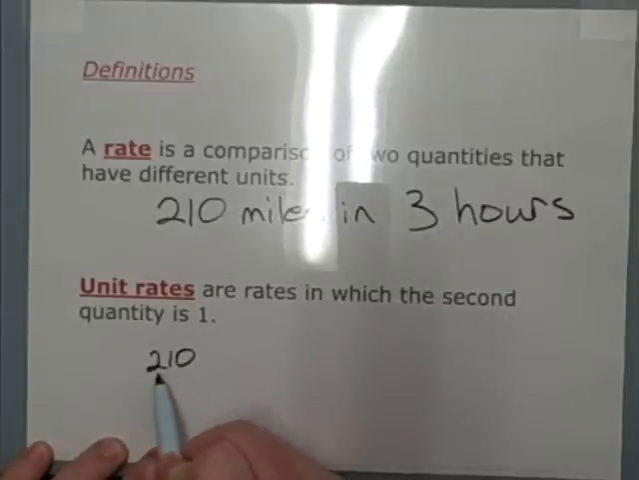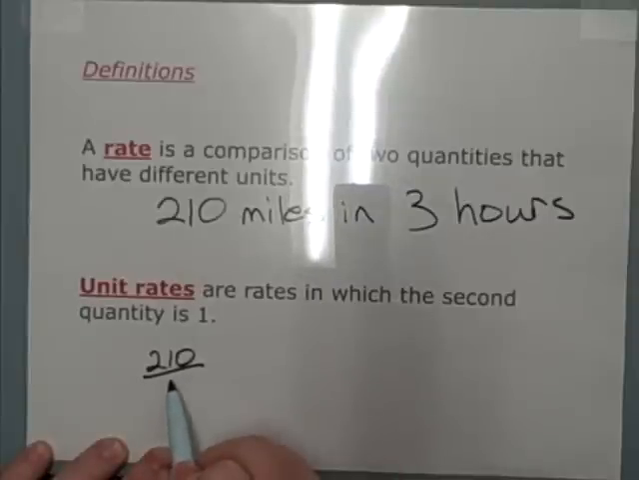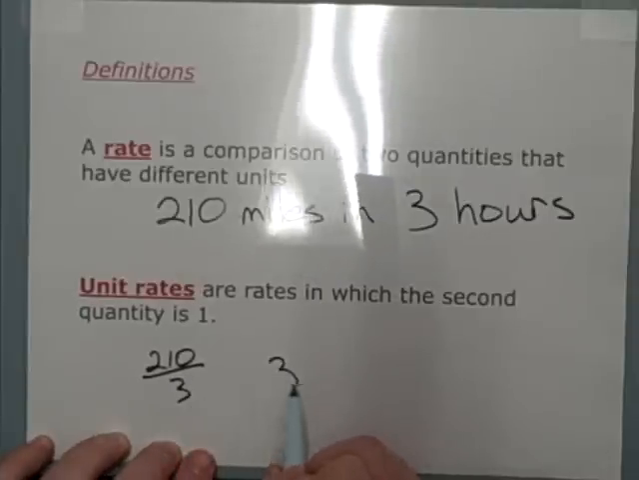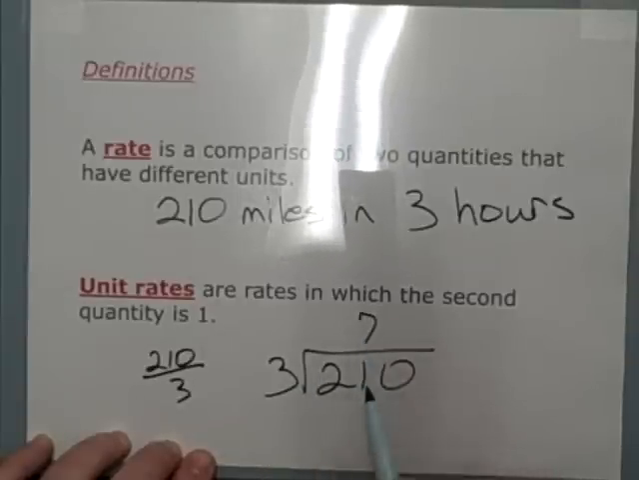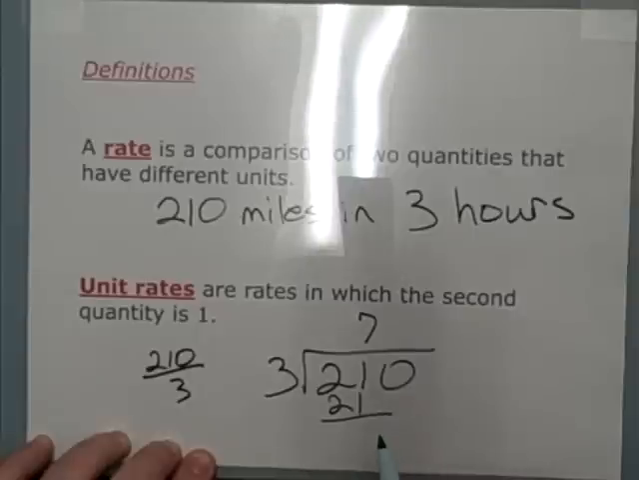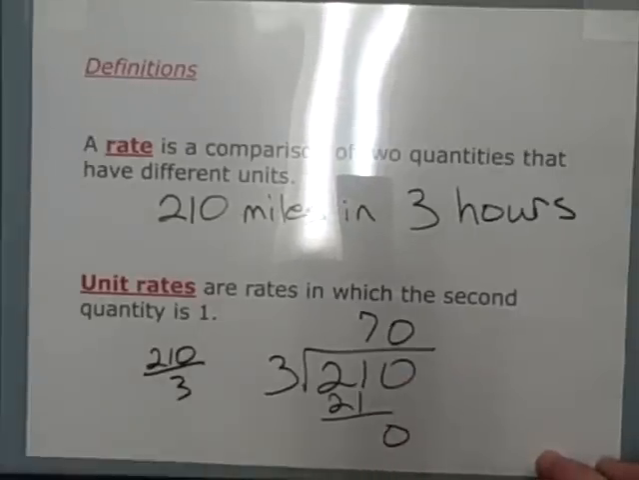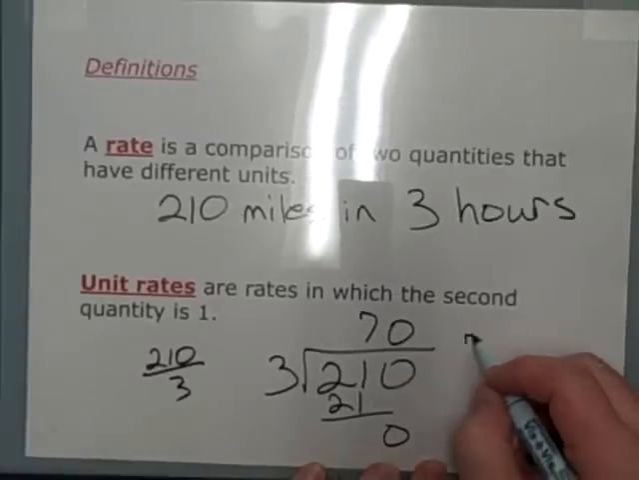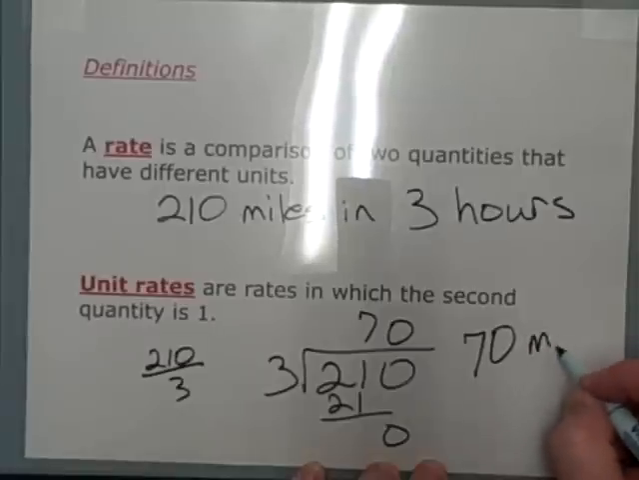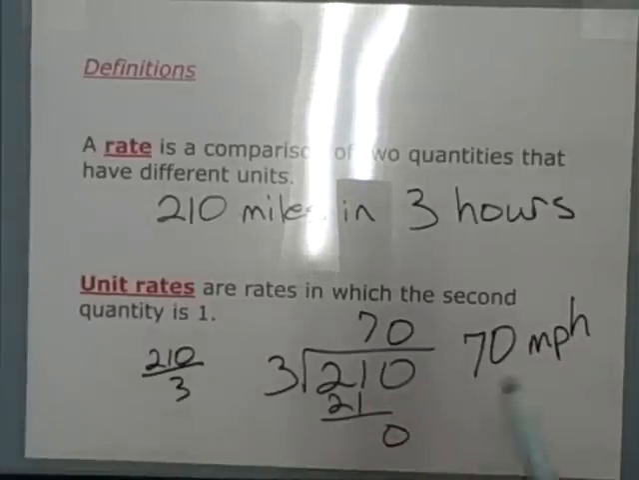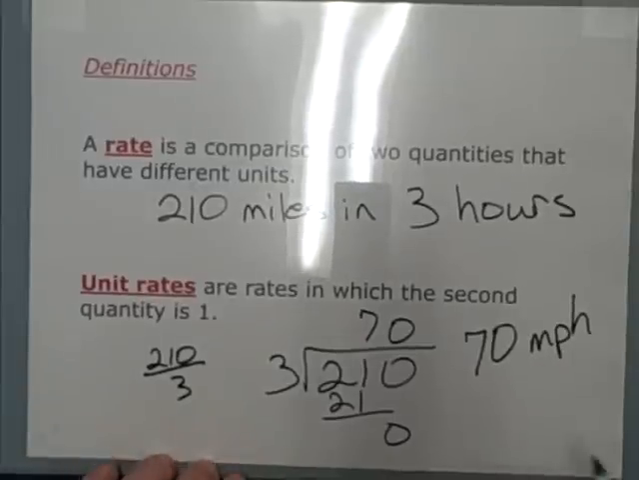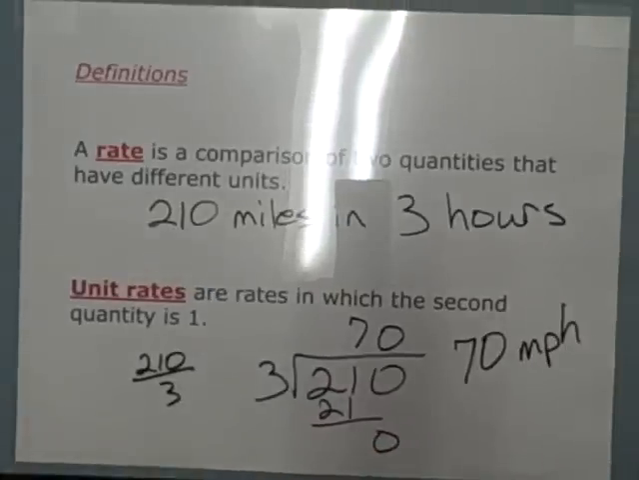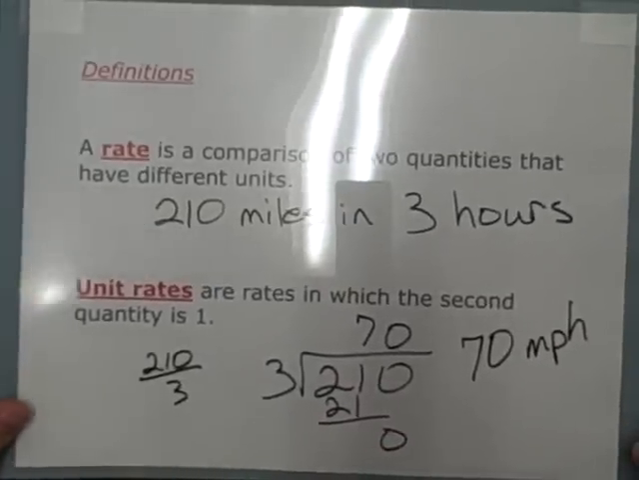We may see it written as a fraction, 210 to 3. Well, we'll divide 3 into 210, and 3 goes into 210 70 times. So we actually have 70 miles per hour. That's actually not the speed limit, but the speed you were traveling, an average of 70 miles per hour in order to make this trip of 210 miles in 3 hours.